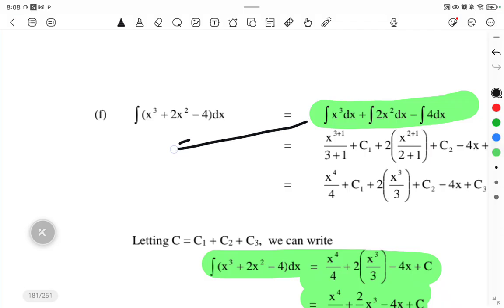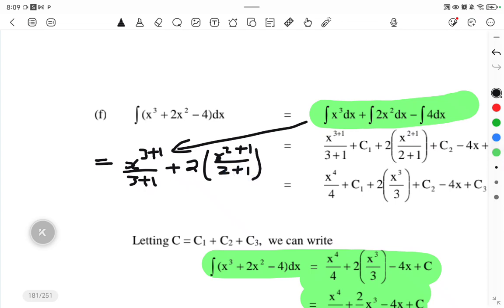So from this part here, we can just say x to the 3 plus 1 over 3 plus 1, plus 2 x to the 2 plus 1 over 2 plus 1, minus 4x plus C. You see, right?